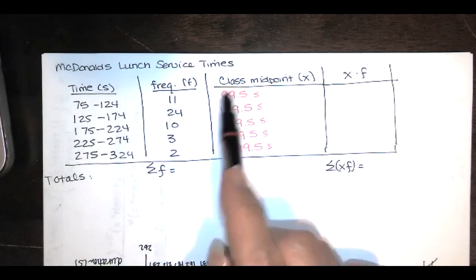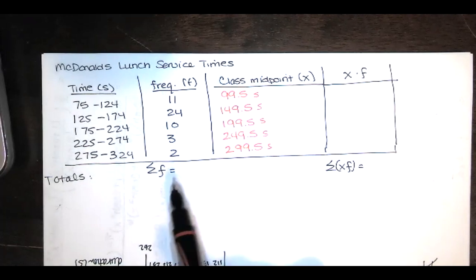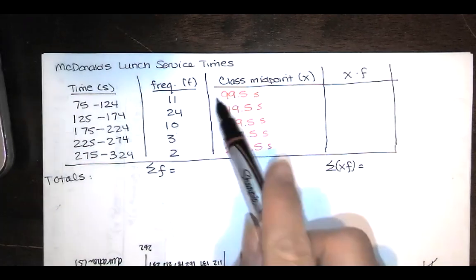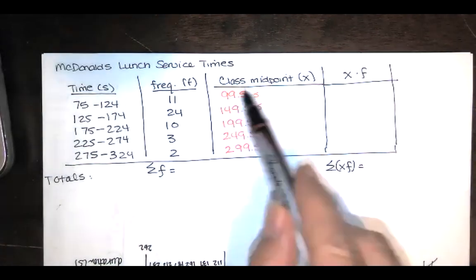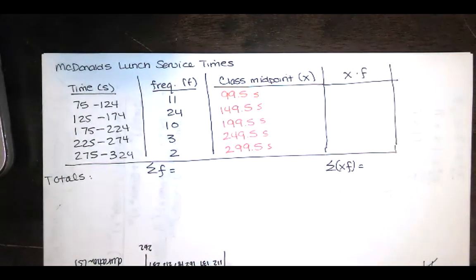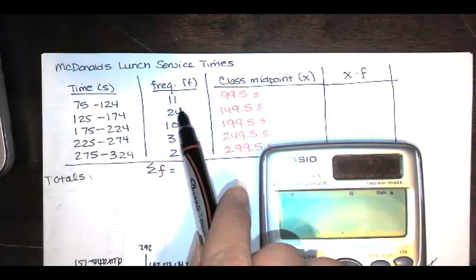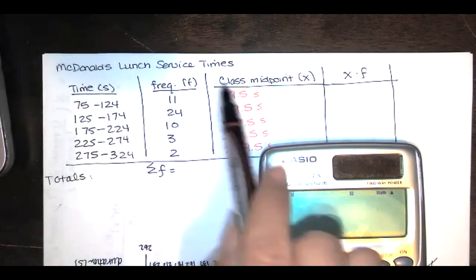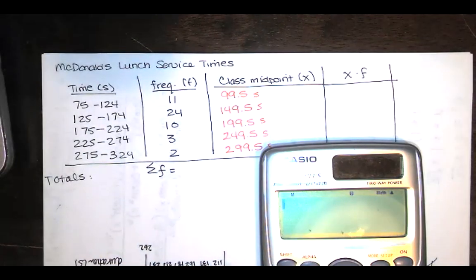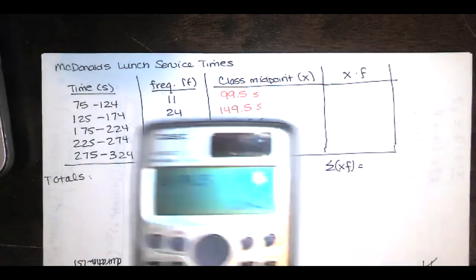I'm going to assume that the first person was waiting about 99.5 seconds, and the second person was waiting about 99.5 seconds. And since there were 11 of them, the sum of those 11 is just going to be 99.5 added to itself 11 times, and that's the same as just multiplying 99.5 by 11. So you take the frequency, that's the number of people that were in this class, and you multiply by the class midpoint to get an approximation of the sum of the lunch service times that those folks had to wait. And it's not exact, but our hope is that it's close.